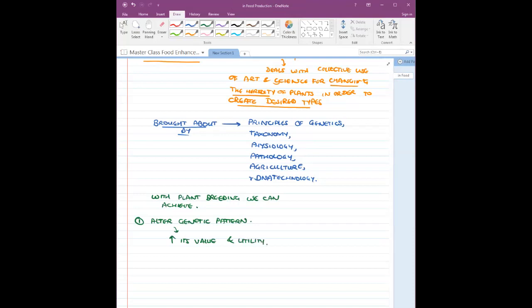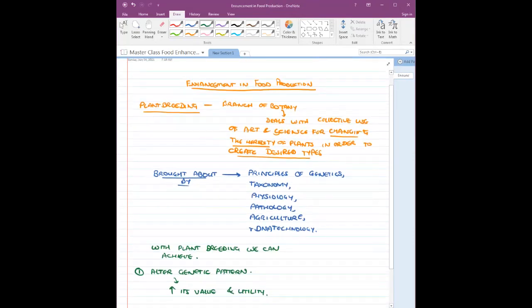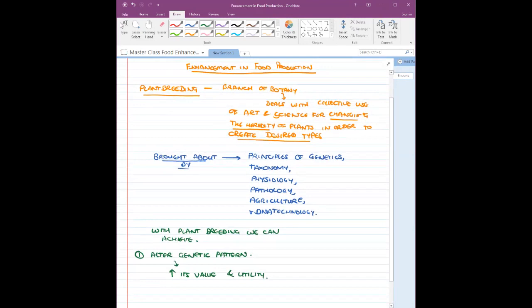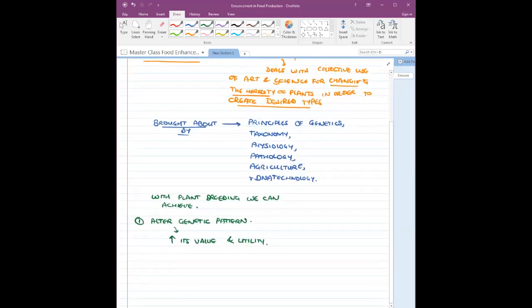So for example, if we look at, can you read the first sentence? It is a branch of botany which deals with the collective use of art and science for changing the heredity of plants in order to create desired types.